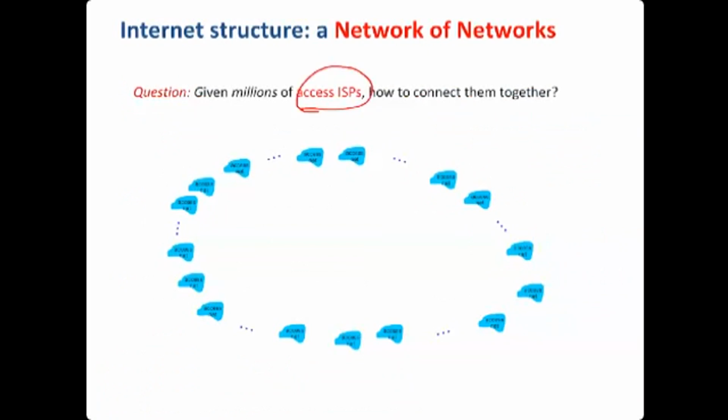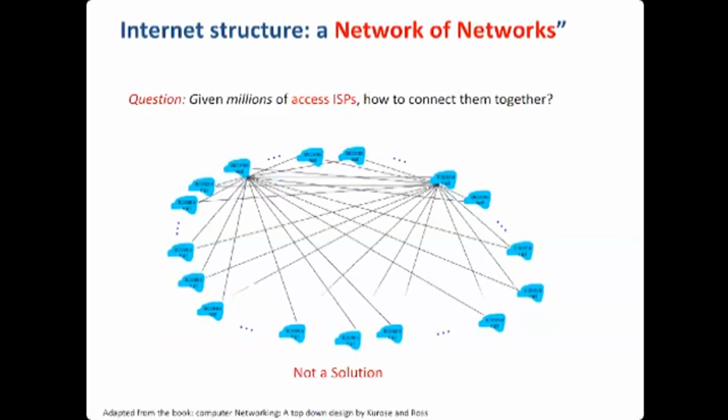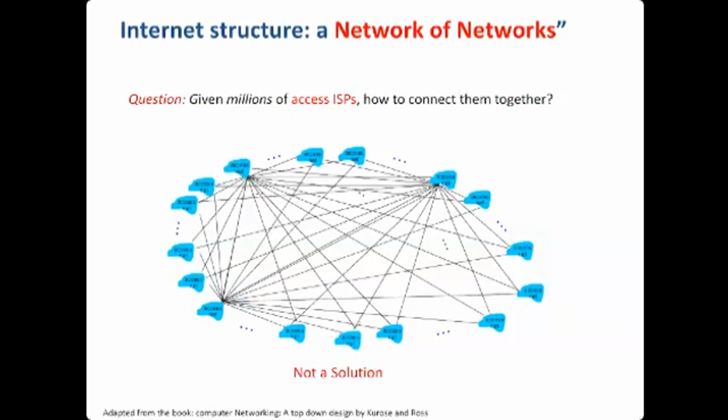Now look at millions of such access ISPs. Note that I am using access ISPs, like local Airtel here, this is where I am in Bangalore, Airtel or Jio or whatever. And there are millions in the world. How are we going to connect them? One way is just a fully connected network, right? If you have studied graph theory, you would have done a fully connected graph. Is it a good solution?